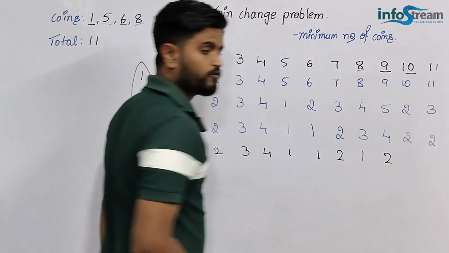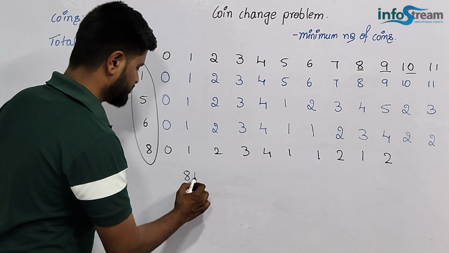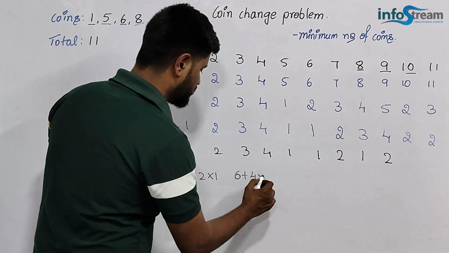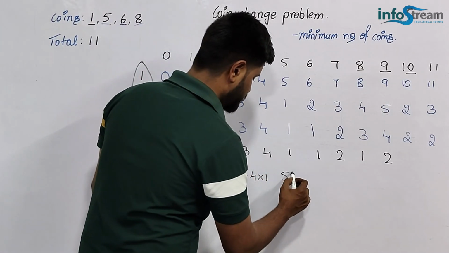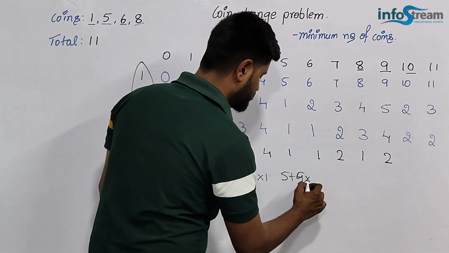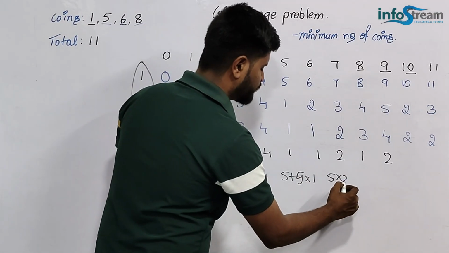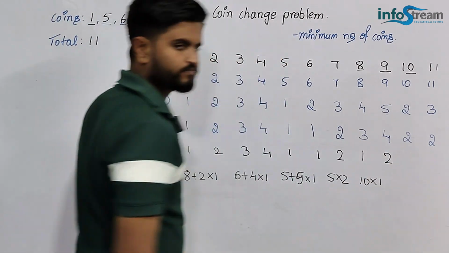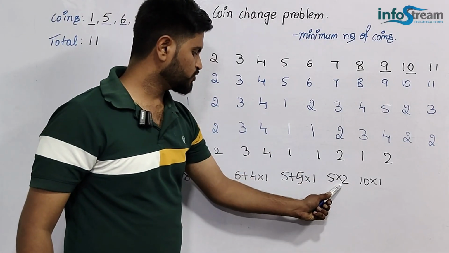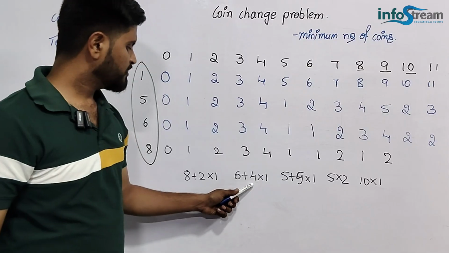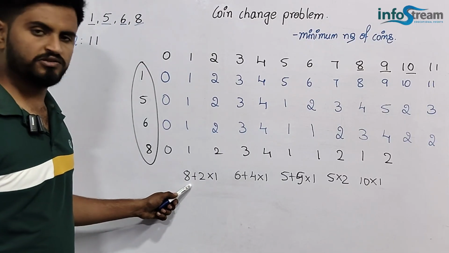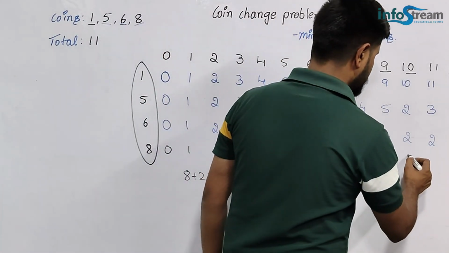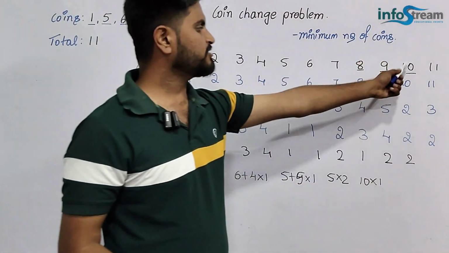Now I want to fulfill the value of 10. So I can use one 8 rupee coin and two 1 rupee coins, or one 6 rupee coin and four 1 rupee coins, or one 5 rupee coin with five 1 rupee coins, or two 5 rupee coins I can use, and another possibility is ten 1 rupee coins. So here I am using 10 coins, 2 coins, 5 plus 1, 6 coins, 4 plus 1, 5 coins, 2 plus 1, 3 coins. So among all these, the minimum is 2 coins. That is, we will be just giving two 5 rupee coins. So the 10 will be satisfied.